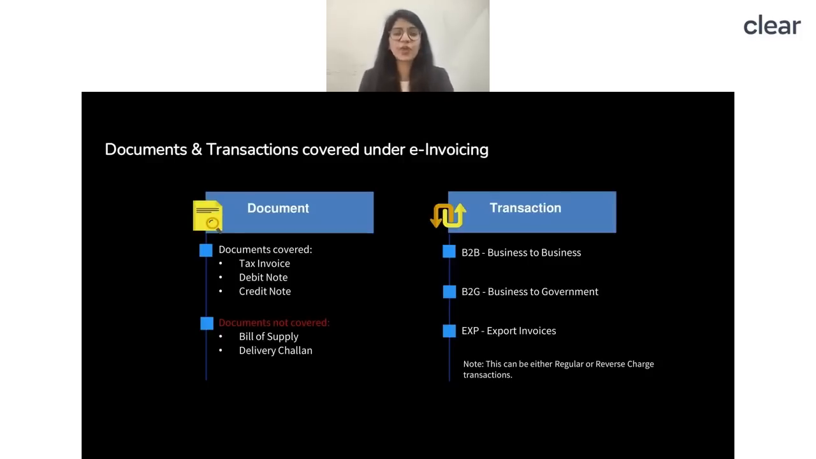So let me ask you a few queries, and maybe you try to answer on that basis for what sort of documents I am liable to generate e-invoicing and for what kind of document I am not liable. Let me ask you one thing. Let's assume you have raised a tax invoice to a registered person, which means you have issued one B2B document, a tax invoice. Whether e-invoicing is applicable or not, whether you are required to generate an IRN in such a case or not?